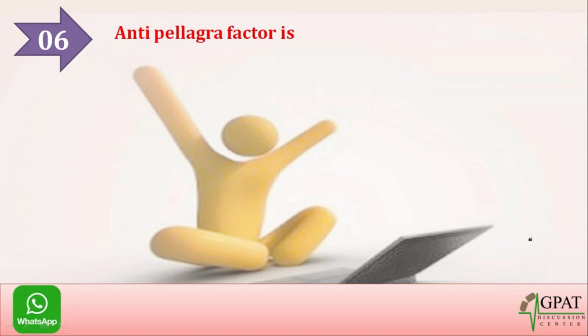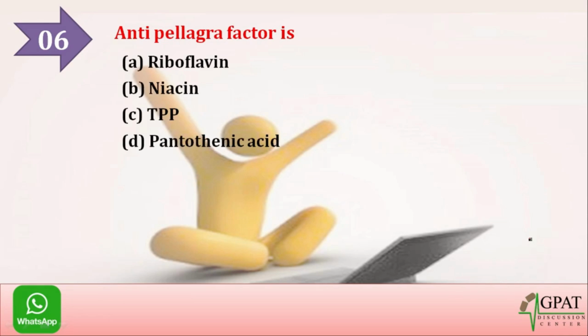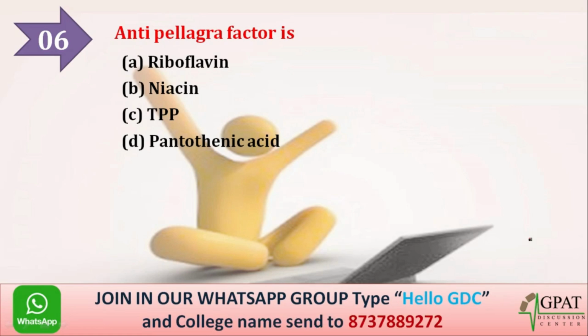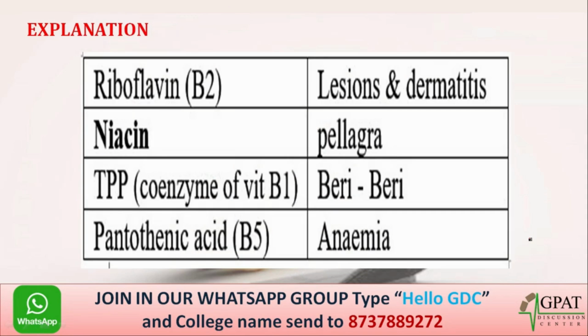Next question: the anti-pellagra factor is, and the options are riboflavin, niacin, TPP, pantothenic acid, and the correct answer is niacin. The anti-pellagra factor is niacin. So let's discuss with the help of the explanation.